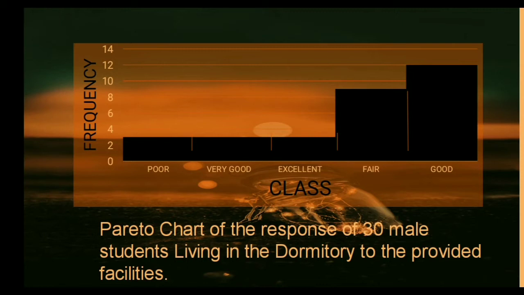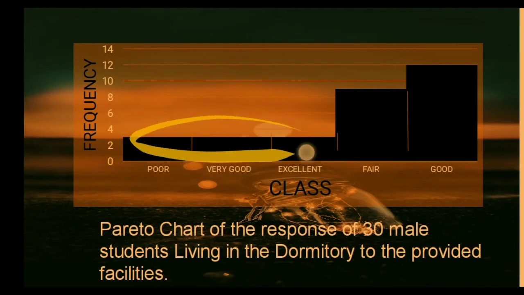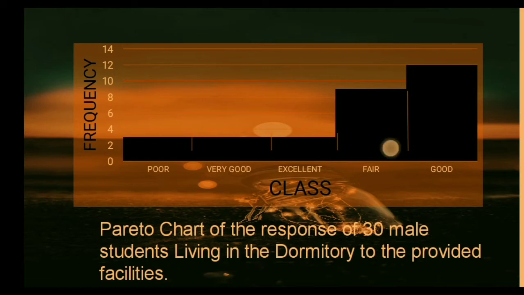The frequency is written on the y-axis, and since the highest frequency is 12, 12 is at the top. The class is on the x-axis, namely poor, very good, excellent, fair, and good. Since the frequency of poor is 3, the bar is here. The very good and the excellent have the same frequency, which is 3. So here they are: the poor, very good, and the excellent. The next one is the fair, which has a frequency of 9. And the last is the good, which has a frequency of 12. Then, that's the Pareto chart.